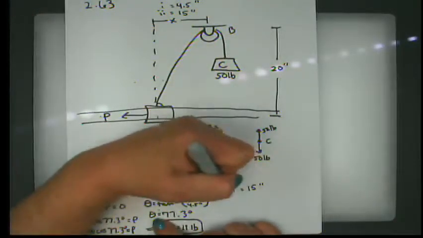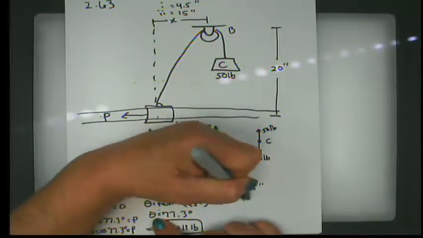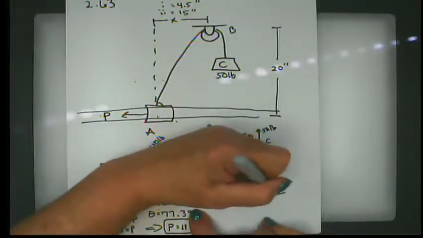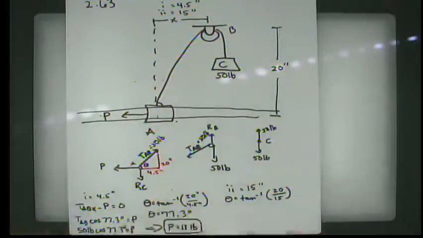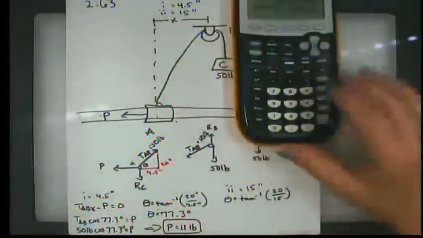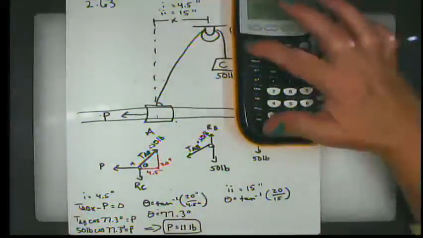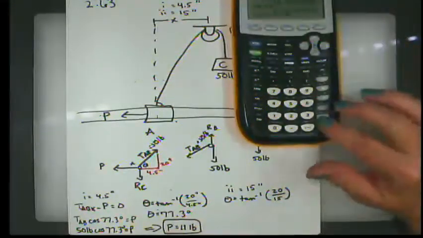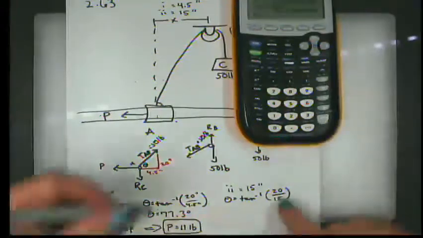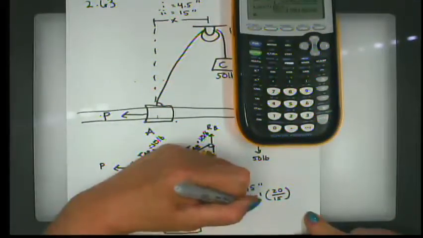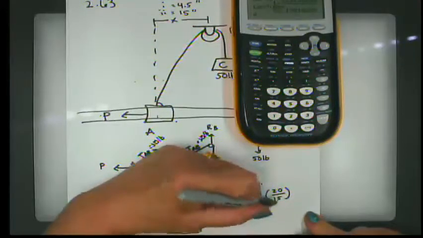In this case, theta is going to be the inverse tangent of 20, not over 4.5, but over 15. So if I take 20 divided by 15, that's 1.3. I take the inverse tangent of that value. I get the angle in this case is 53.13 degrees.